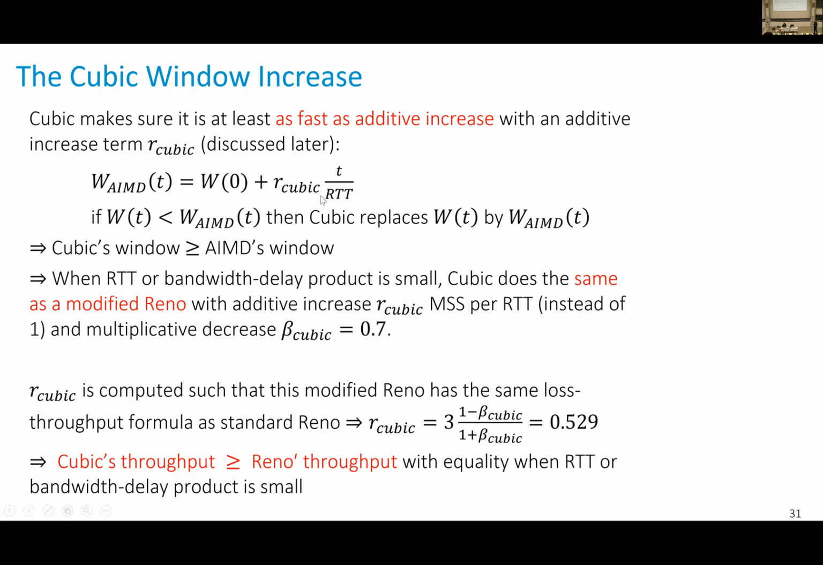So when CUBIC compares to AIMD, it compares to this version of AIMD. CUBIC implements both the cubic increase and the AIMD increase with those parameters, and it takes the maximum of the two, which means that it will always get at least as much as the throughput that we would have with AIMD, with equality when the RTT is small here.